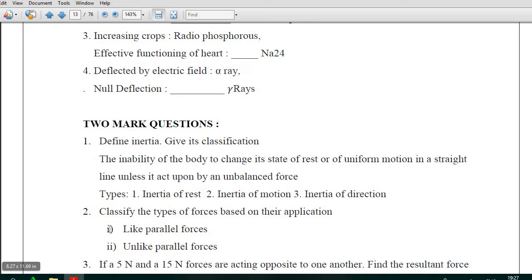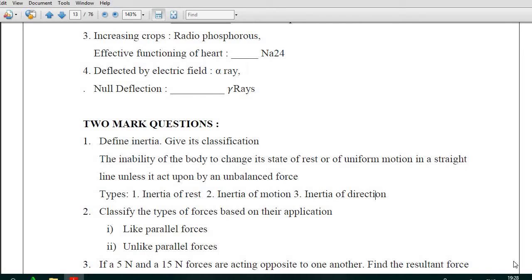Second one, classify the types of forces based on their application. First one, like parallel force. Next is unlike parallel force. Like parallel force means the parallel forces which are acting in the same direction. For example, if anybody is pulling a table in the same direction. Unlike parallel means that they are parallel forces but they act in different directions.